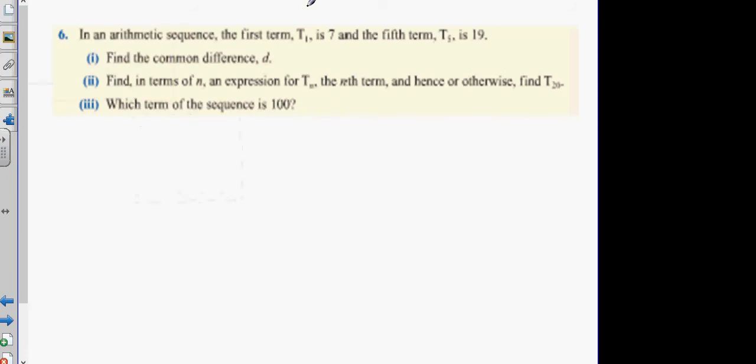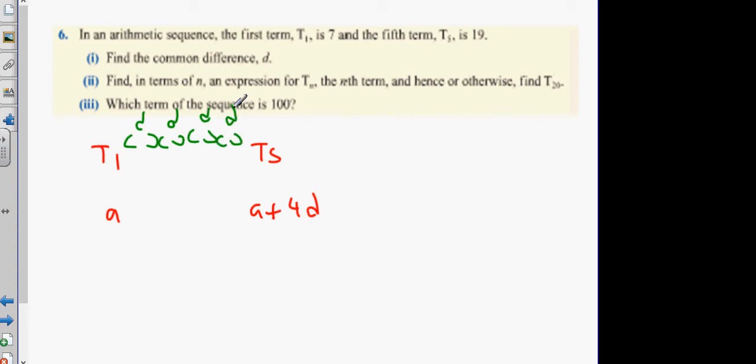Now, another approach to doing these types of questions is sometimes you can use simultaneous equations. Other times people have a different method. So for instance, T1 is A, and let's say T5 is A plus 4D. Now the difference between T1 and T5 is 4 distances, so you add on the common difference 4 times.